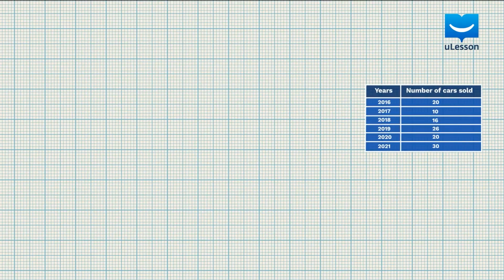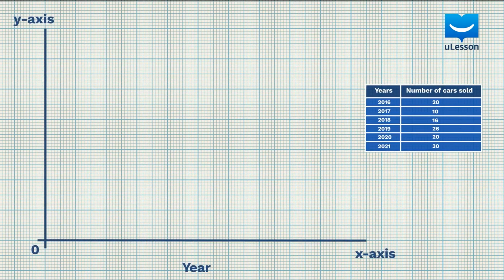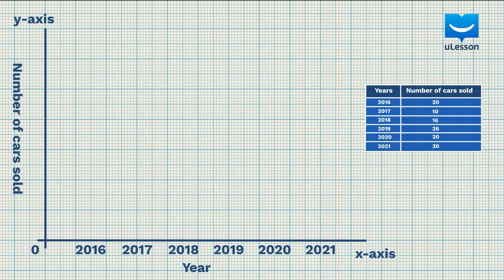Using this example, we can plot a bar chart. Take note that the year the cars were sold in will be on the horizontal axis, and the number of cars sold will be on the vertical axis. We can scale the vertical axis using 5, 10, 15, 20, 25, and 30.